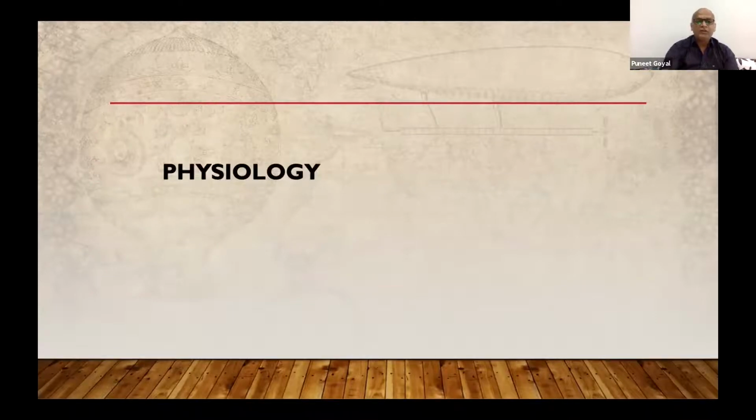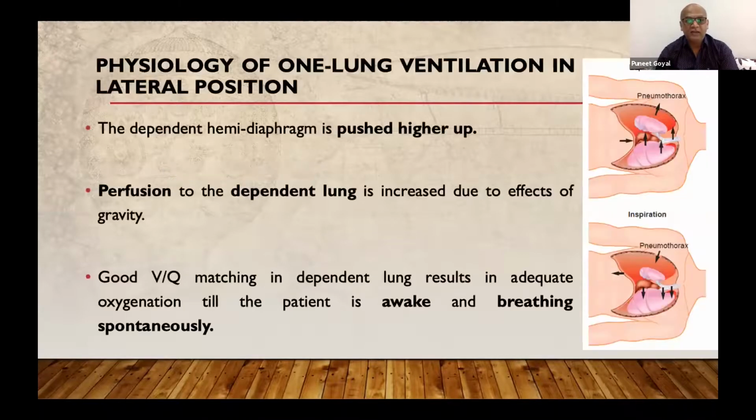Then what is the physiology of one lung ventilation when we are putting these patients under anesthesia? In one lung ventilation, the patient is put in the lateral position, with the lung on which the surgery is going to be performed in the non-dependent position, and the other ventilated lung in the dependent position. Perfusion to the dependent lung will be increased because of the effect of gravity, and it will cause VQ matching in the dependent lung, giving adequate oxygenation while the patient is awake and breathing spontaneously.